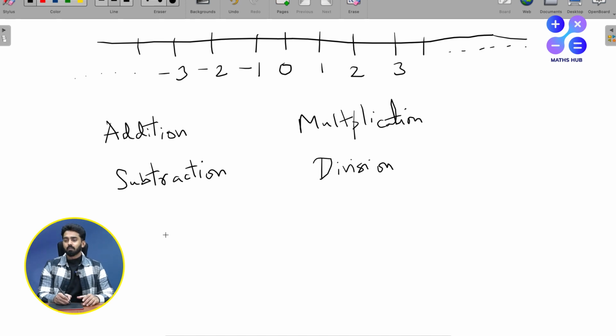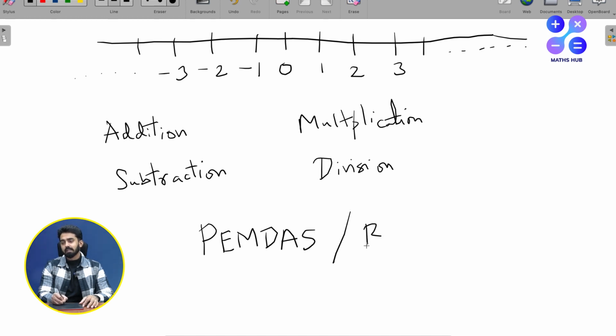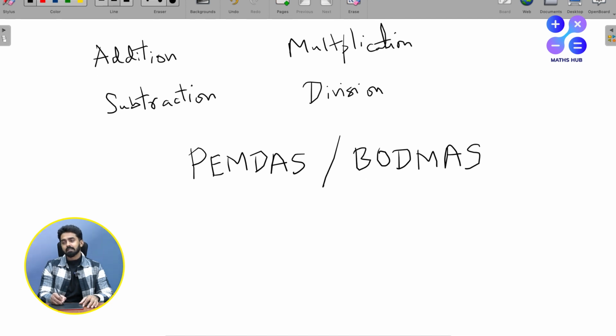So one rule which all of you need to know about when you perform any operation on an integer is the famous rule called the PEMDAS rule. Or if you had studied in your school as BODMAS, it's exactly the same rule. So let's go over this rule, because if you don't really follow this rule, then you will end up making very simple mistakes on very simple questions as well.